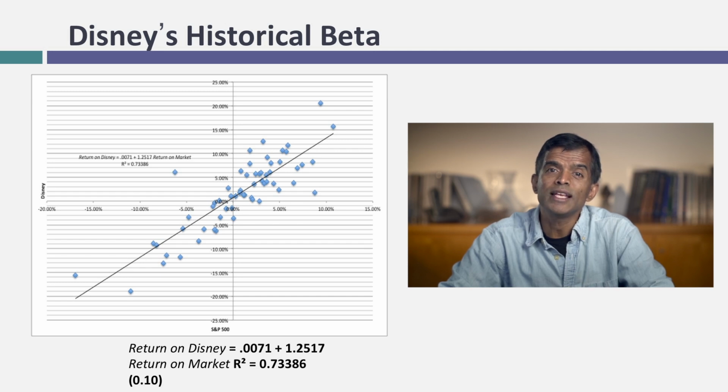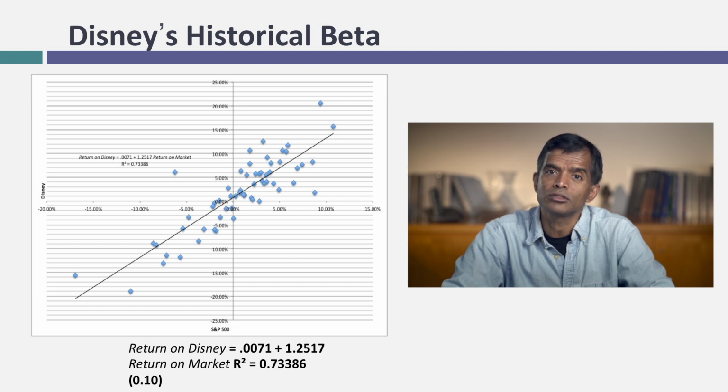The regression line is the best fit line, the line that best fits through those scatter points. And of course, if you have a regression package, this line is fit by minimizing the squared distances from the line. At the bottom, you see the output from this regression. It's 0.0071. My intercept is 0.71%, and the slope on my regression is about 1.25. You might wonder what that number in brackets, 0.10, is. That is my standard error, and the R squared for the regression is 73%. I have my regression output.